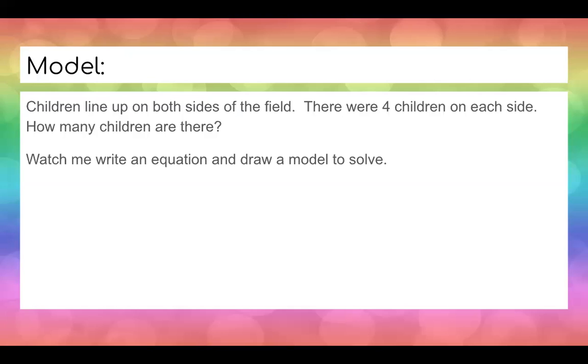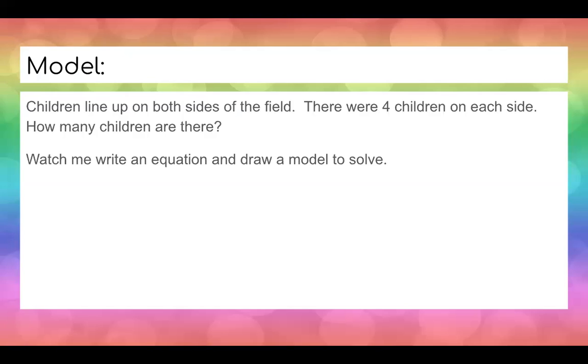I'm going to read the word problem. Children line up on both sides of the field. There were 4 children on each side. How many children are there? Watch me write an equation and draw a model to solve.